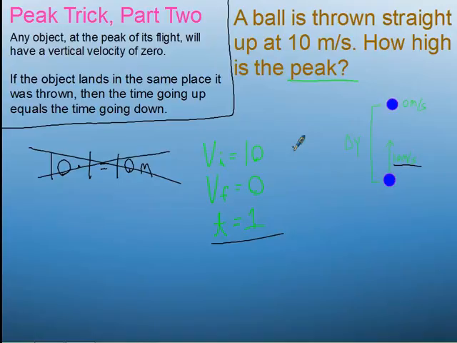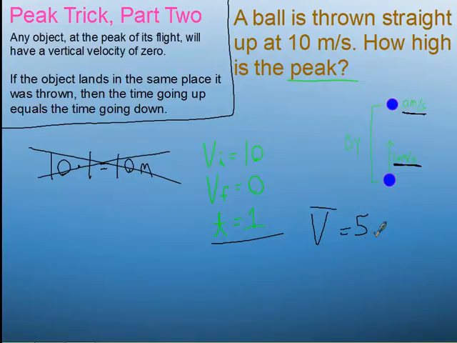We can combine the peak trick, finding this peak time, and we can use the average velocity. Think about it. If the object started with a velocity of 10 and it finished with a velocity of 0, then the average velocity, you just find the middle of those two numbers. So the average velocity on the way up was 5 meters per second. It spent half the time being faster than that and half the time being slower than that, right?